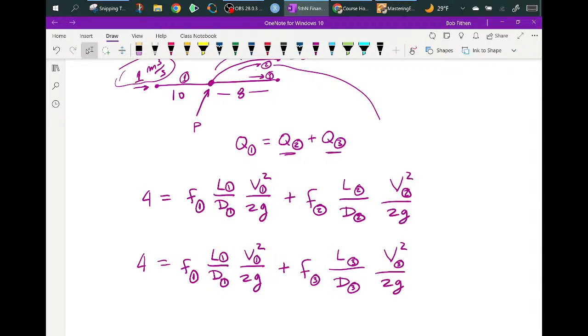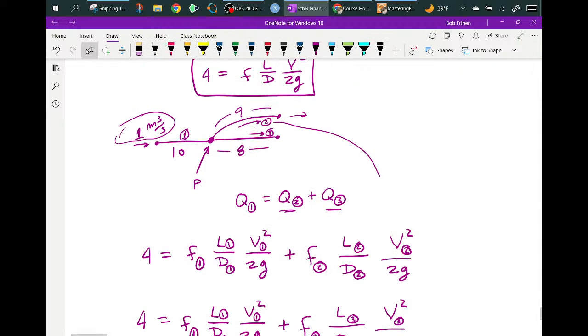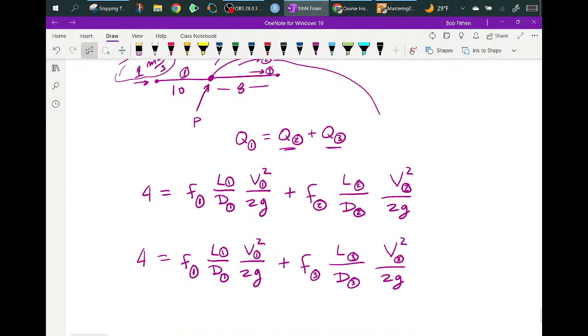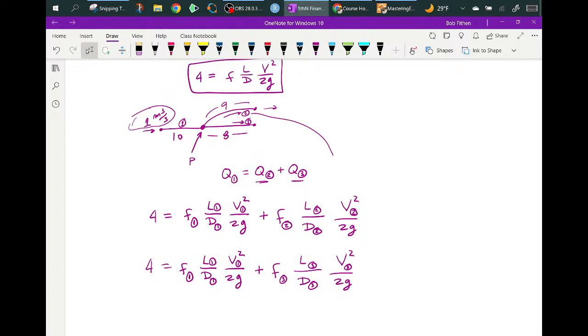What I have done here is I have decided to go from here and go through pipe 3. So I have two equations here. Both of them are legitimate, both of them are correct. It's just I need now to convert. I don't need to, but it might make it easier if I could convert the velocities to the q's. In other words, velocity is equal to Q divided by area.